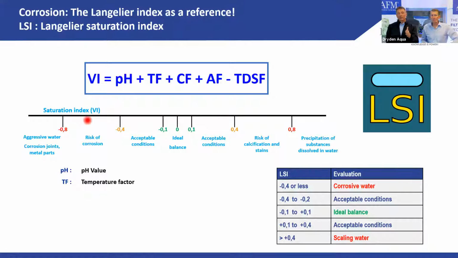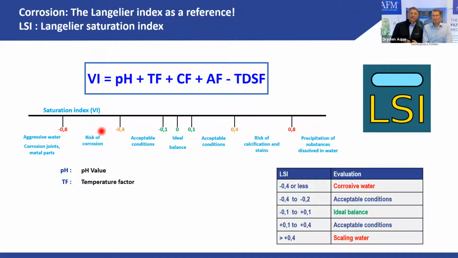This is a factor, and what it says is you should be around 0, then your water is in balance. 0.1 is okay, minus 0.1, plus 0.1 is okay. If you go higher, more than 0.4, and especially more than 0.8, the risk of calcification becomes very high. At 1.0, you have a very high risk of calcification.